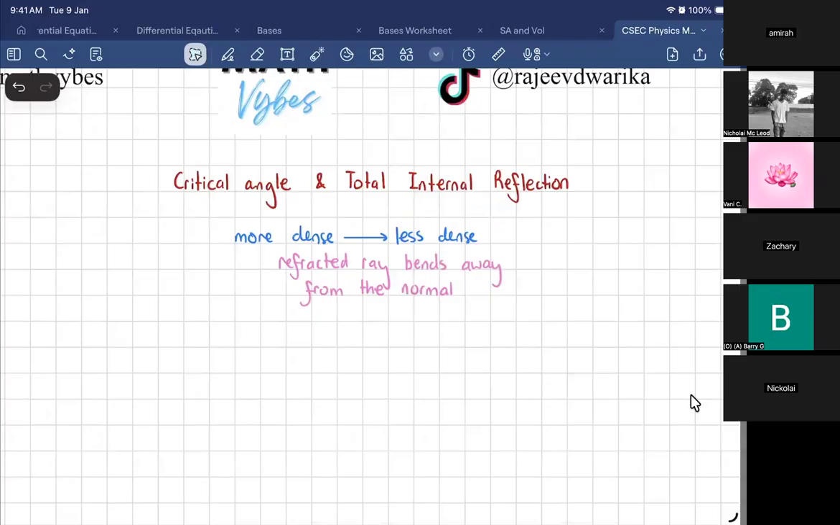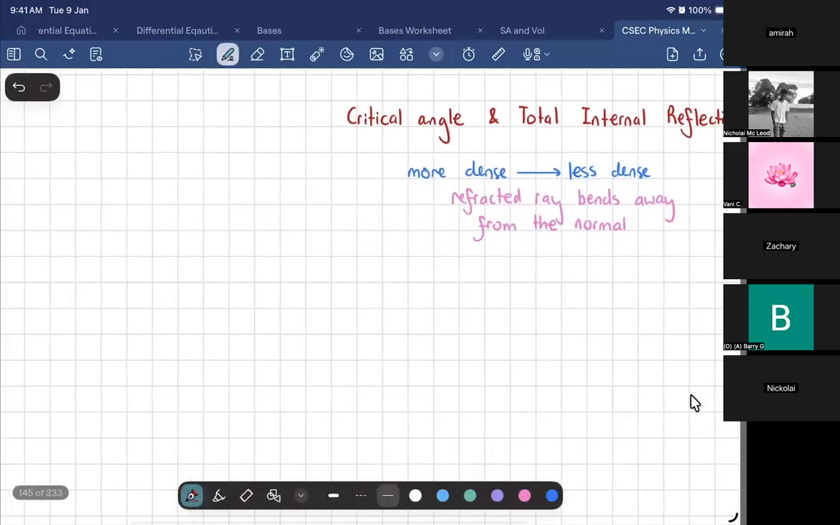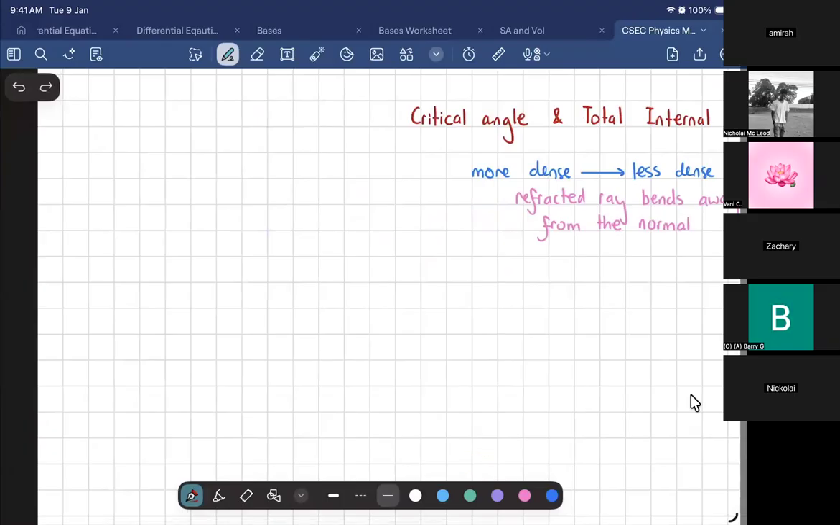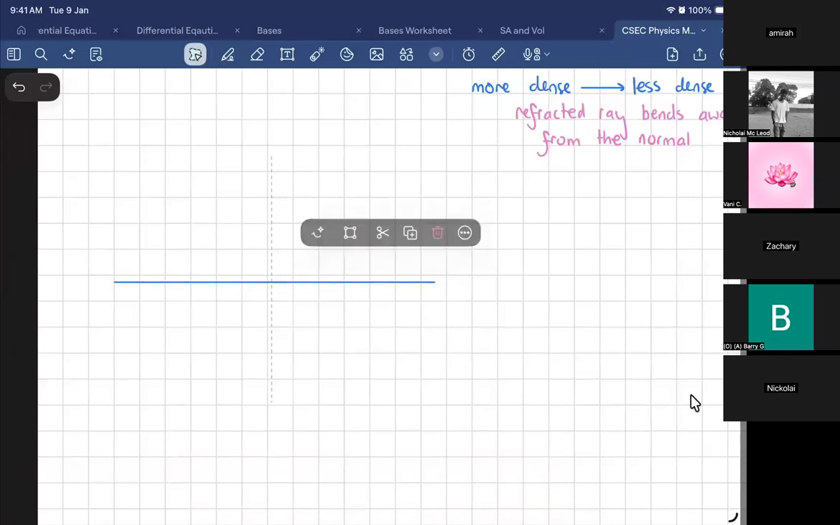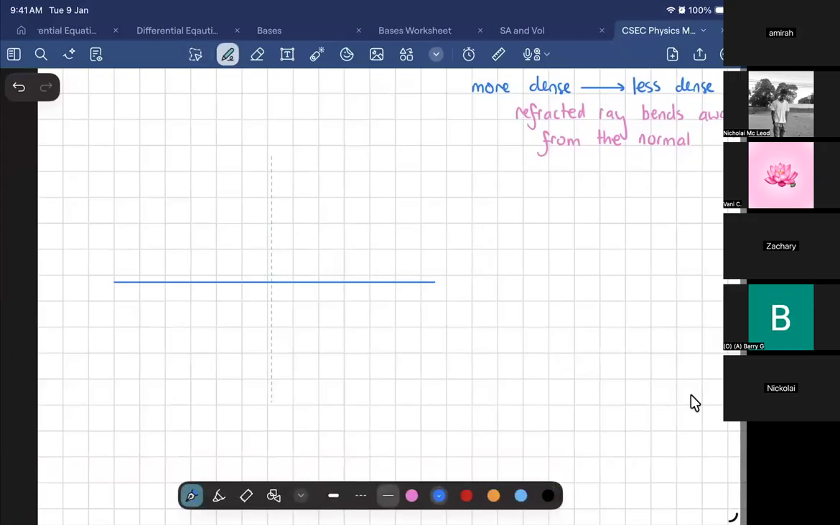Yeah, so total internal reflection could only ever happen when you're going from a more dense to a less dense medium, and you'll see why. So let me just examine a very typical scenario. As soon as I draw the lines, I want you to tell me the name of each line. What's that green line over there? The normal. What's this blue line over here? The boundary. Cool.